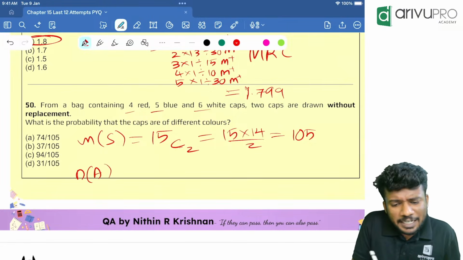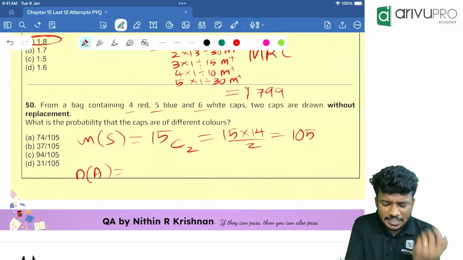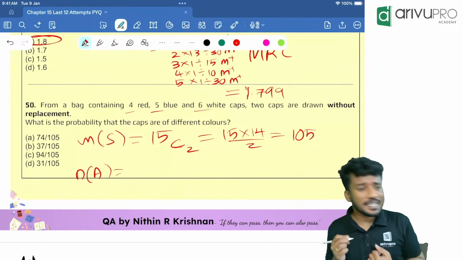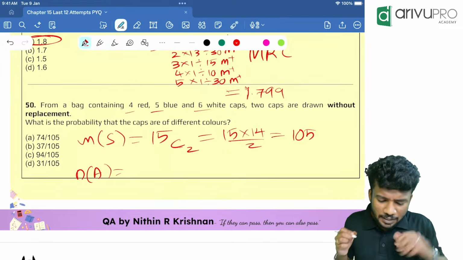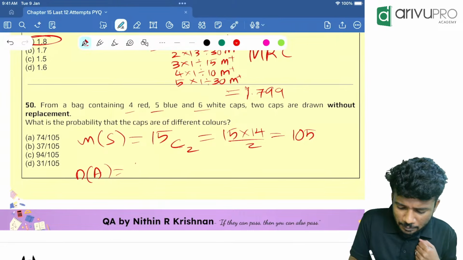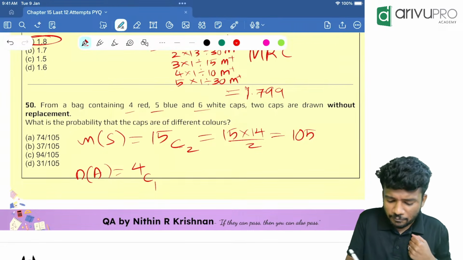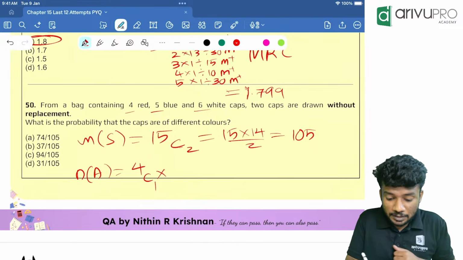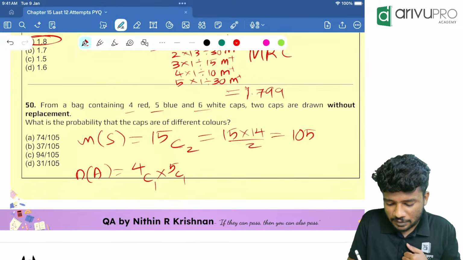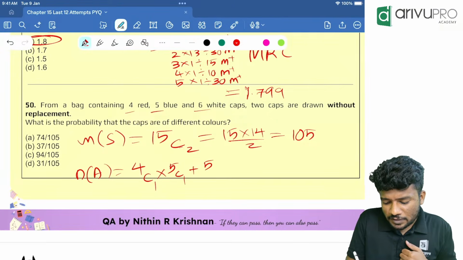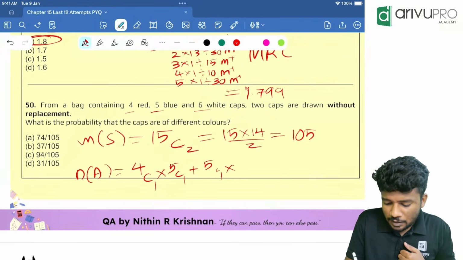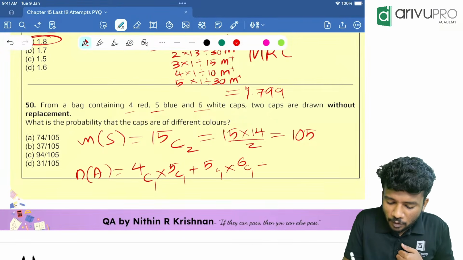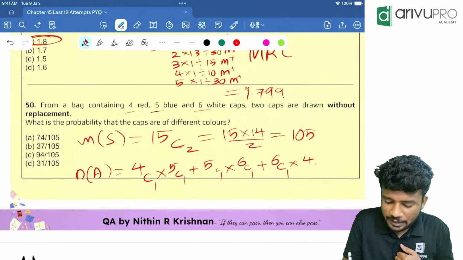Now we need to write N of A. For N of A, we should go condition by condition, case by case. Case 1, I am telling. First I got a red cap. That means how can I choose one red cap? 4C1 into. Then the second should be some other color. Let it be blue. That means 5C1. Or then first I choose a blue one, then I choose a white one. Or I choose a white one and I choose a red one, 4C1.